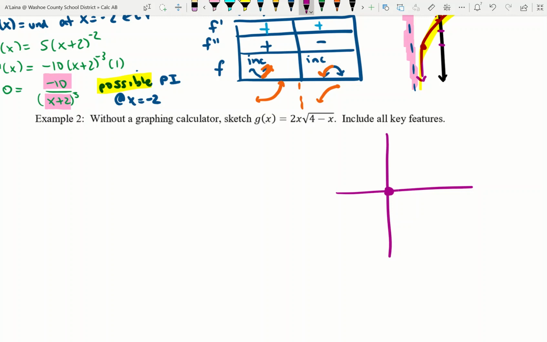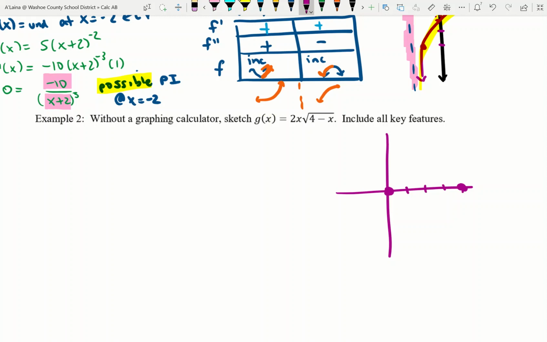This is already in what we would call factored form, and each one of these solutions would give us our x-intercepts, which one's at 0, which matches what we found with the y-intercept, and the other's at 4. So yay, I have 2 points. I'm going to use calculus to find the remaining points and figure out what this curve looks like. So I'm going to start by taking a look at my first derivative.